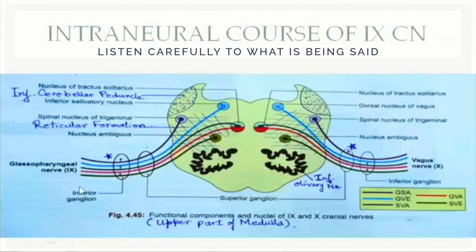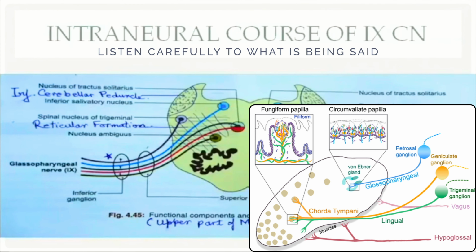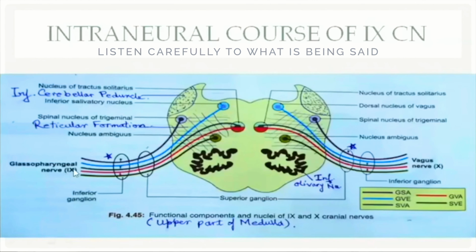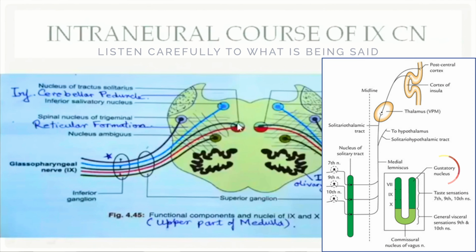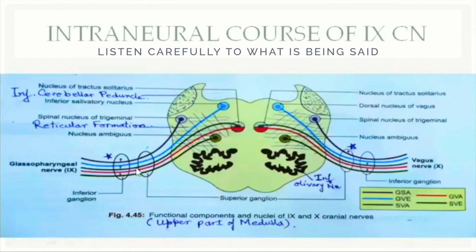Then the gustatory sensations from the posterior one-third of the tongue, including the sensations from circumvallate papillae, will be brought in here through special visceral afferent nerve fibers carrying sensations of taste, and they will be relaying here in the upper portion of nucleus of tractus solitarius. Again, because these are the first order sensory neurons, they will have their cytons located here in the inferior ganglion of the glossopharyngeal nerve.